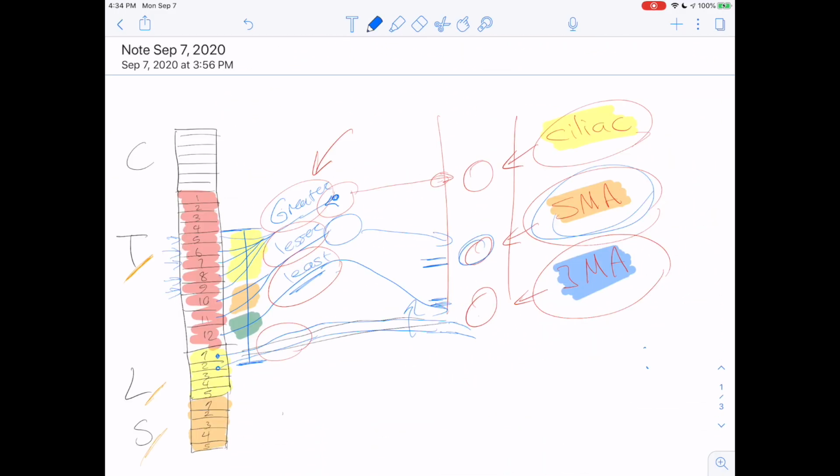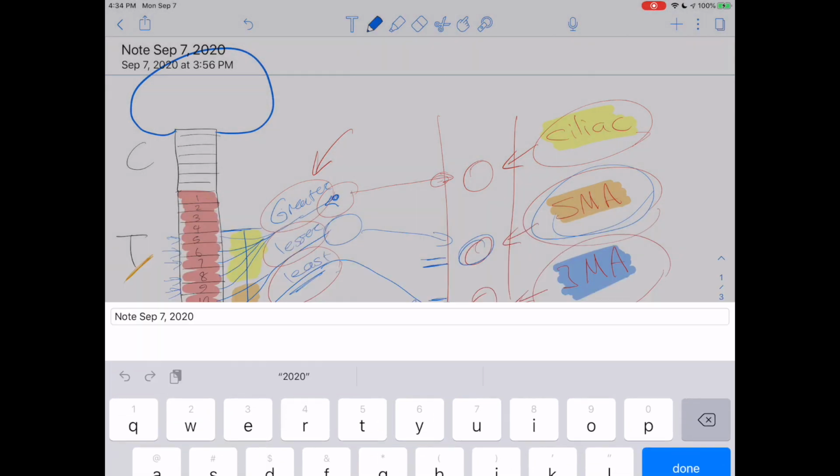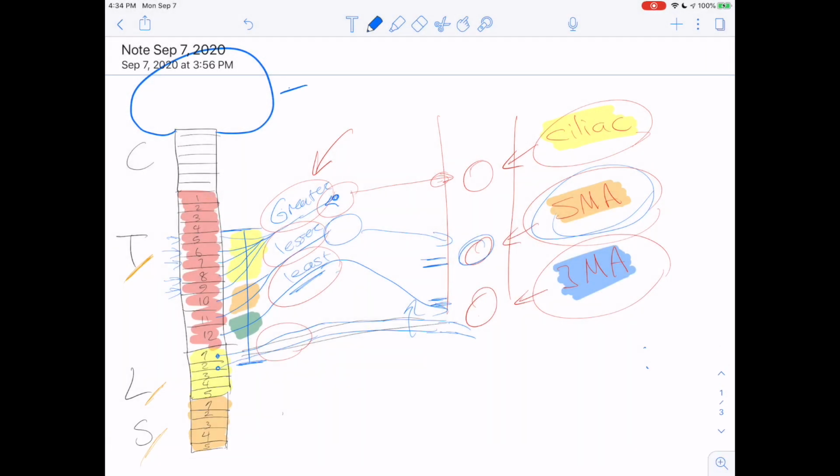I lied to you. We have another part in our CNS. It's called the brain. I recently discovered it. It's here. This is the brain. So the brain also has some contribution of parasympathetic in the GI tract, and that would be the vagus nerve. So the vagus is coming off of your brain. That's one of the cranial nerves. I think it's number 10, but don't quote me on that.